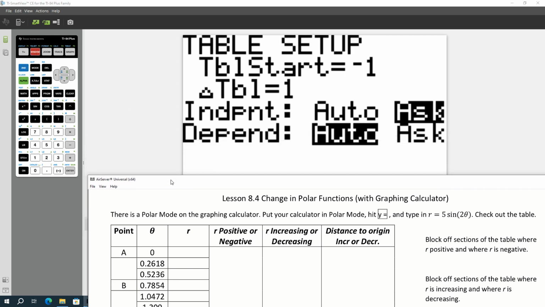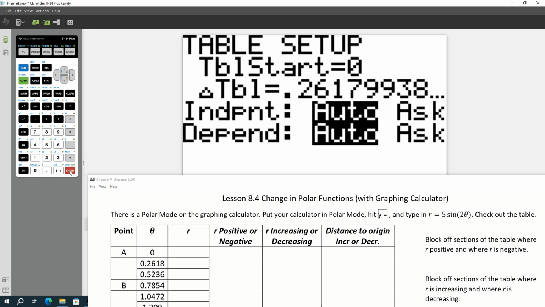All right, so I need to change some stuff on this too. We're going to have our start be at 0. So if yours doesn't have 0 there, change it to 0. And then our change is going to be pi over 12. So we're going to change that to pi over 12, because that's what I want it to be. That's going to fill in our table, and that's typically where things change.